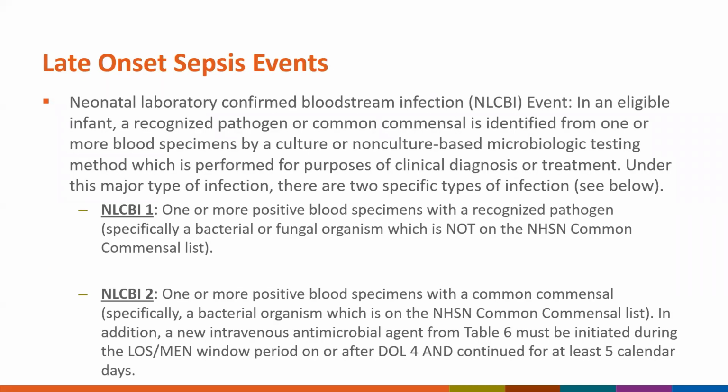In the late onset sepsis meningitis module, there are a total of 4 events. There are 2 that are under the late onset sepsis major type of infection and 2 under the meningitis major type of infection. So let's begin by looking at the late onset sepsis major type of infection events.